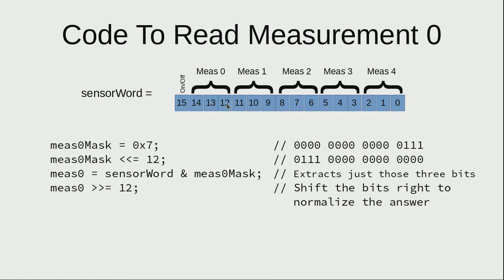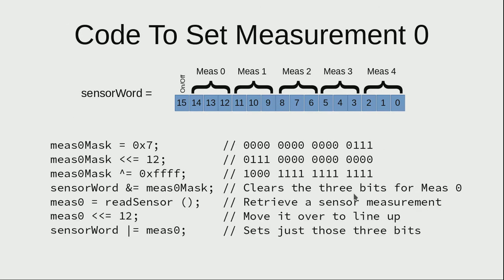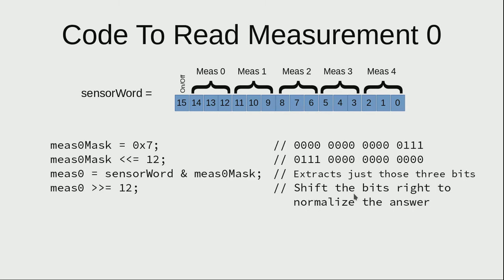But the 1 is way over here, so now we have to shift it 12 positions so it's down in this location so we can read it as the number 1. And that's called normalizing the answer. Don't worry about why we call it normalizing. So setting the value in there takes a few more steps than reading the value out of there. But you can see, if you're worried about where bits are at in the word, this is why you need AND, OR, and shifts.